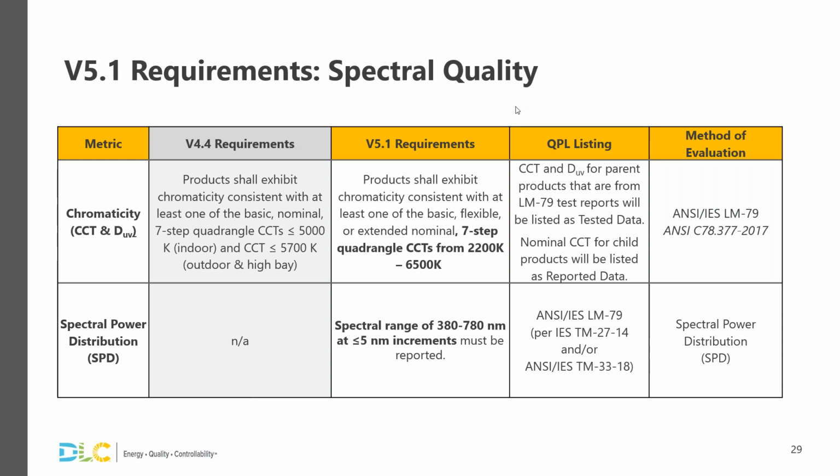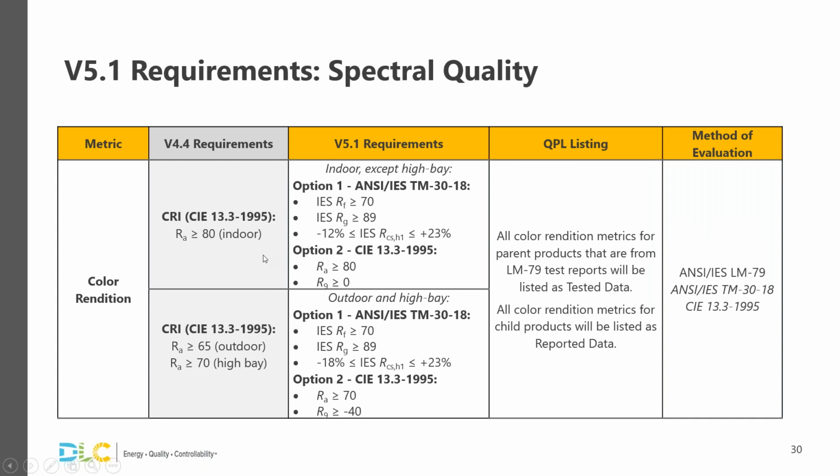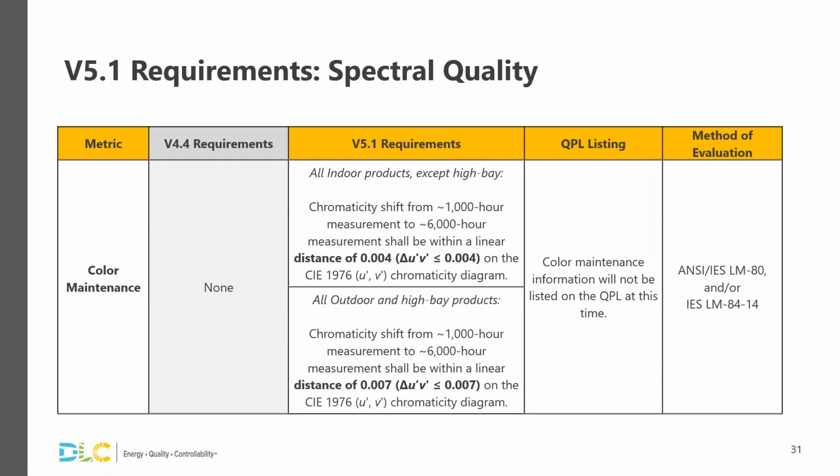Yes. Thank you, yes. Okay, so here are the requirements for spectral quality, and this is for DLC standards. So there is chromaticity, there's a reporting requirement for spectral power distribution, there's color rendition requirements for spectral quality under standard as well. And then there's also color maintenance. Those are the standard requirements. What I'll do now is zoom back down to DLC Premium and show you those requirements.